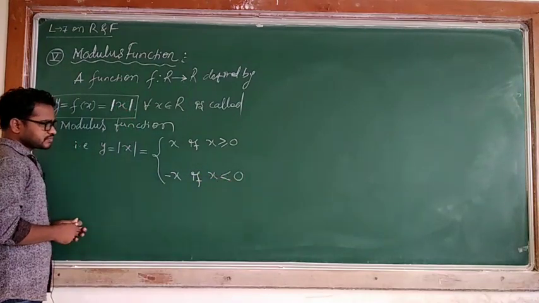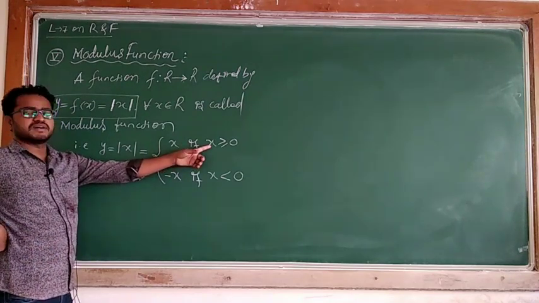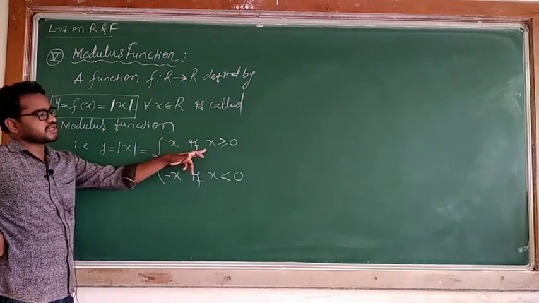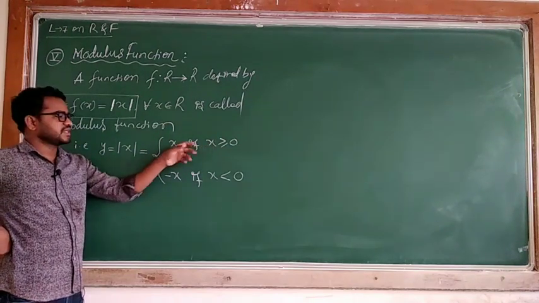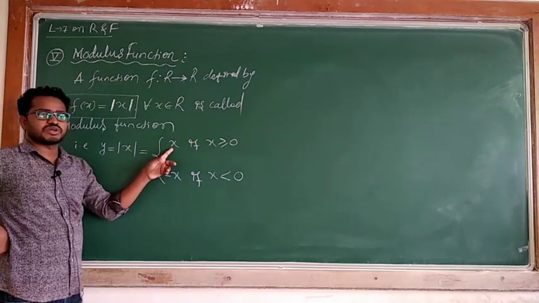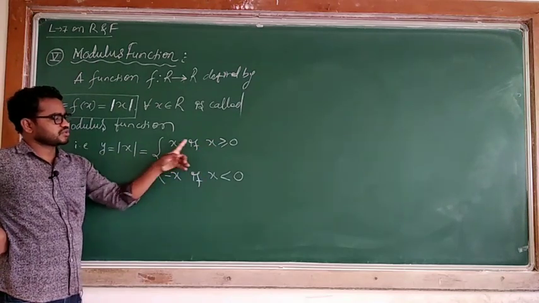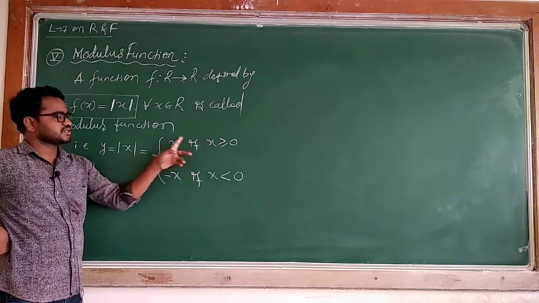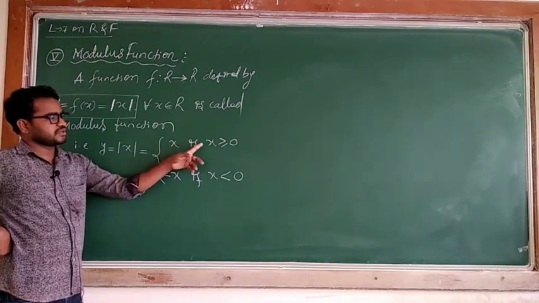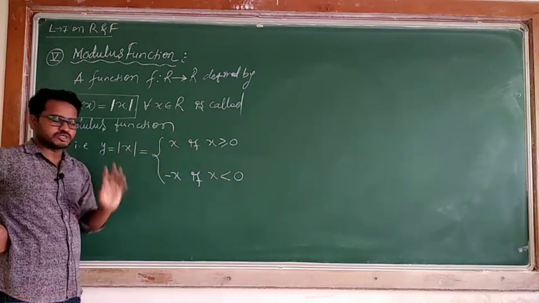Listen to me. When x is greater than or equal to 0, that means if x is 0 or more than 0, if x is a positive value, in that case its value is x. If x is 1, the value is 1 only; 2 is 2, 3 is 3, 4 is 4, 0.1 is 0.1, 0.4 is 0.4, 1 by 2 is 1 by 2. If it is more than 0, it is a positive value, always positive.